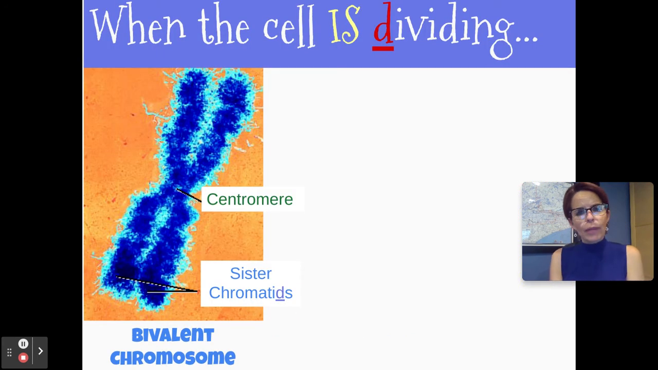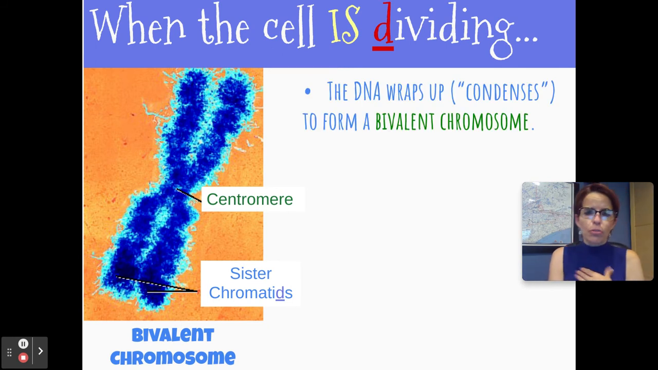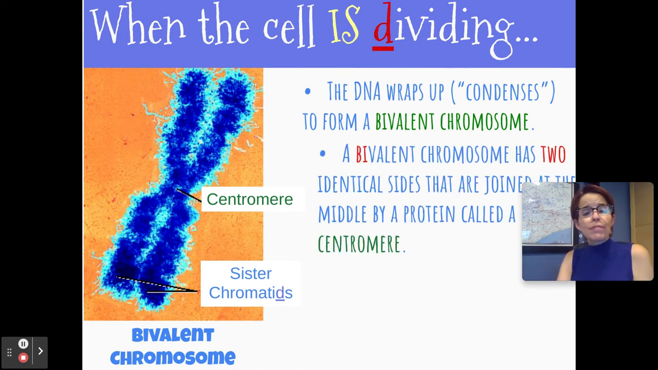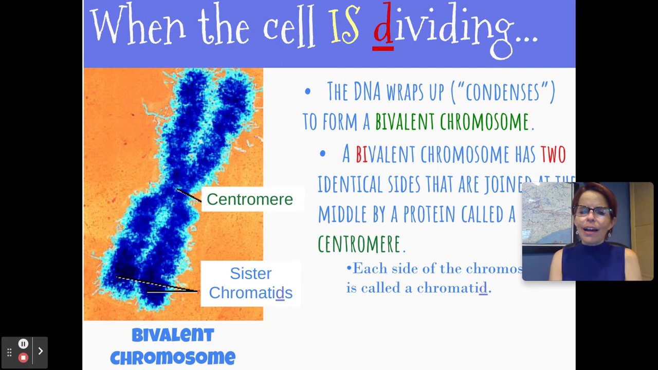However, when the cell is getting ready to divide, the DNA twists around itself. It's not really braided, but it looks like a letter X, and we call that a bivalent chromosome. So when the DNA wraps up, it condenses and forms something called a bivalent chromosome. The prefix bi means two, and it has two sides. It has a left side and a right side, and they're cinched together with this thing called a centromere.